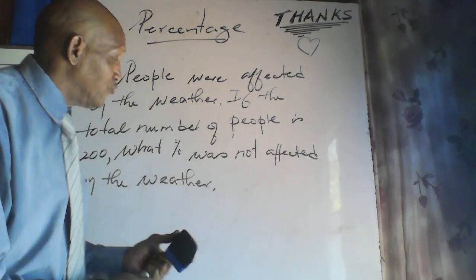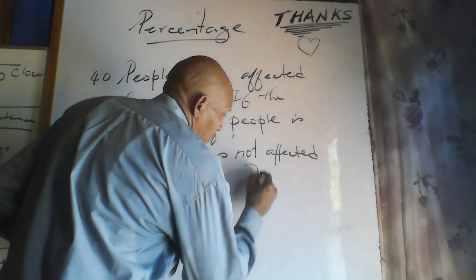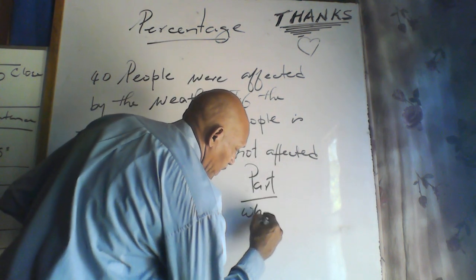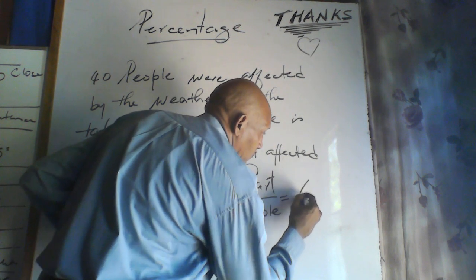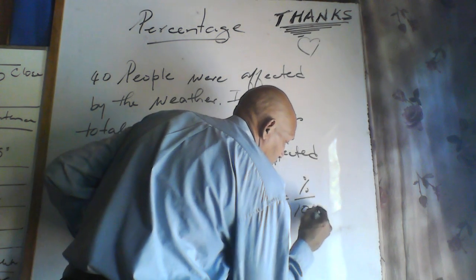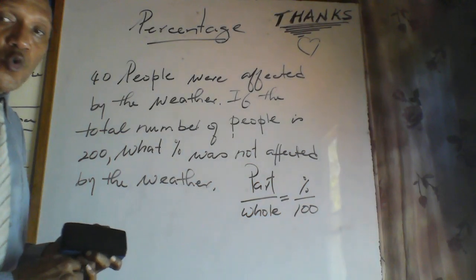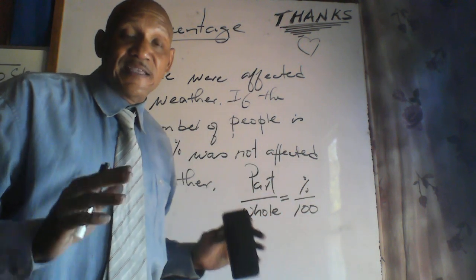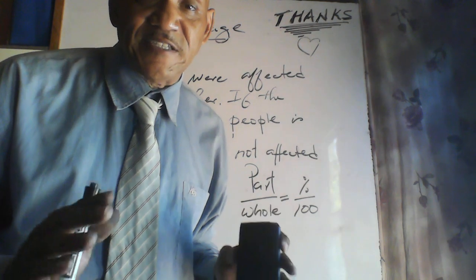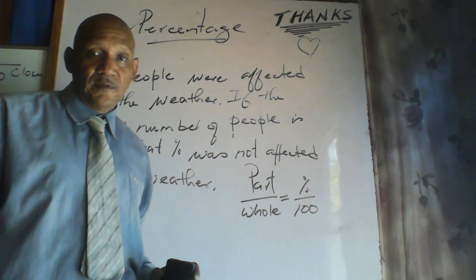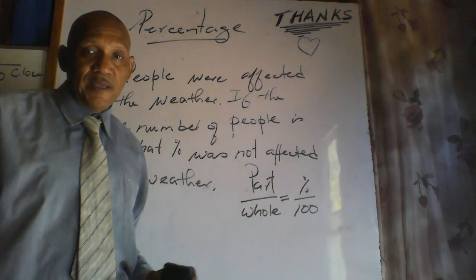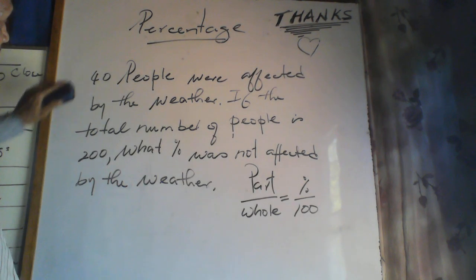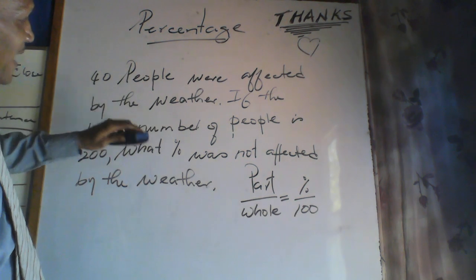The rule, or the formula, is part over the whole is equal to percent over 100. That is my proportional percentage setup. Part over the whole is equal to percent over 100. So I look at my percentage problem. 40 people were affected by the weather.